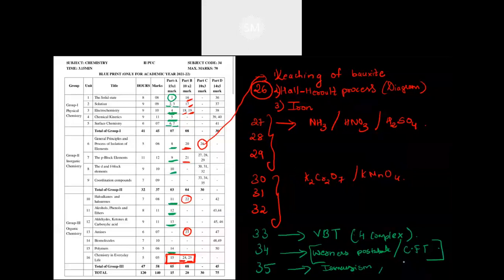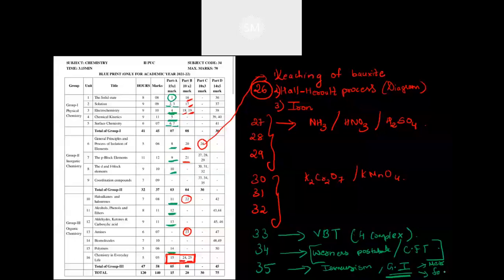For EDTA, they can ask about denticity: how many donations can be done by the EDTA ligand? It is 6. Even geometrical isomer structures, you should study that. MER isomer and facial, you can expect those over here, because coordination is only for 9 marks. So you can expect these important questions.